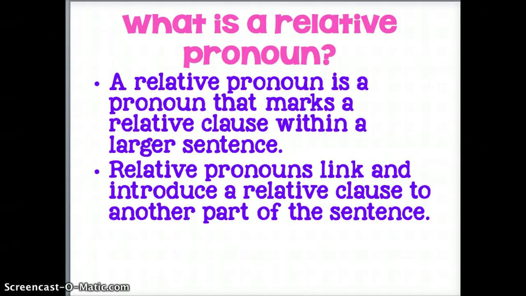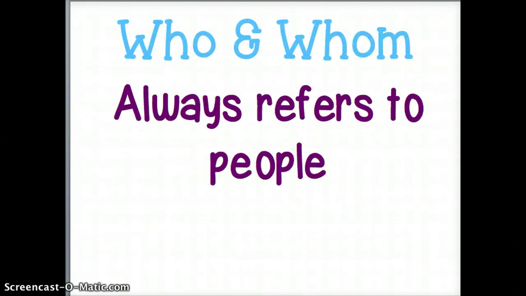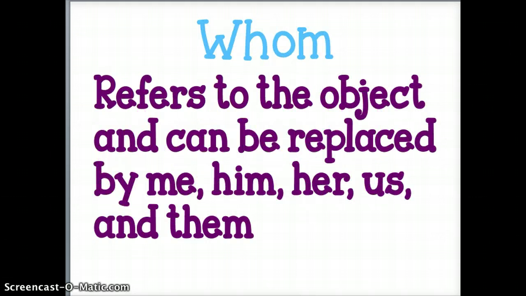So what are some examples of relative pronouns? Who, which, whose, that, and whom. Who and whom always refer to people. Who refers to the subject and can be replaced by I, he, she, we, they, and who. Whom refers to the object and can be replaced by me, him, her, us, and them.